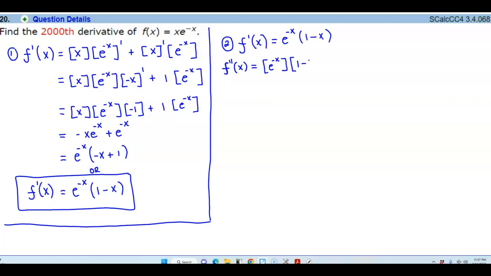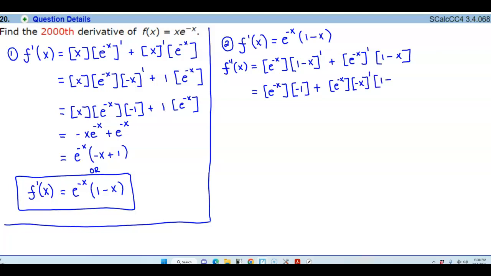and then multiply it by the derivative of 1 minus x, and then plus we're going to take the derivative of e to the negative x times 1 minus x. Okay, so we have e to the negative x, and if we take the derivative of 1 minus x, that's going to give us negative 1. Plus here, we're going to take the derivative of e to the negative x, which is e to the negative x, and then the chain rule, so we take the derivative of that exponent, which is negative x, times 1 minus x.